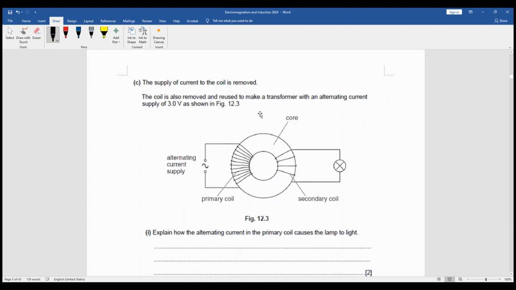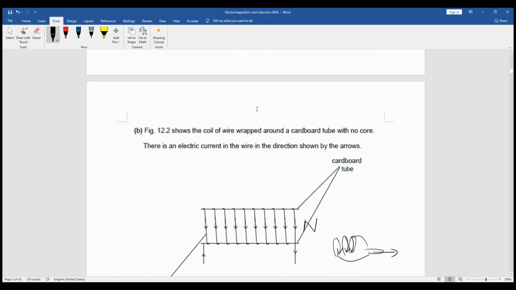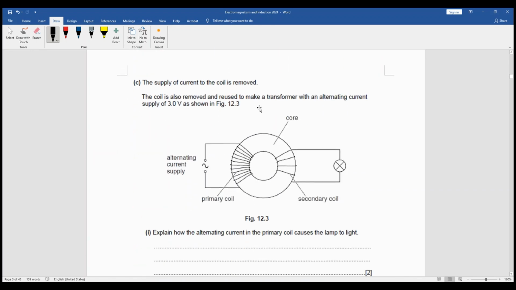Next, the supply of current to the coil is removed. No, this is a different question. This is a transformer. The coil is also removed and reused. Oh, it's the same question. The coil is also removed and used to make a transformer with an alternating current of 3 volt as shown. Explain how the alternating current causes the lamp in the secondary circuit to light up.